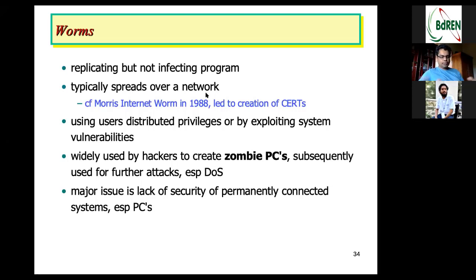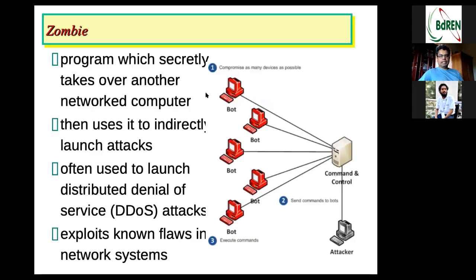Like that, they do multiple replications. So within a short period of time, if there are millions of machines in the network, they can infect them all. That's how worms work.